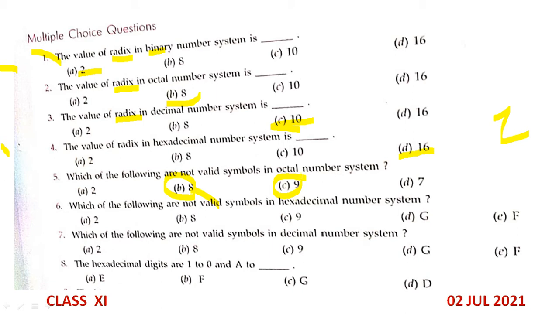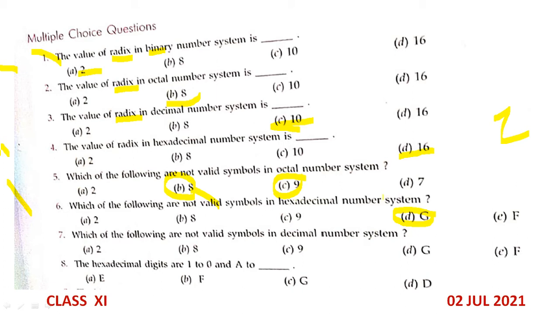Question 6. Which of the following are not valid symbols in hexadecimal? If you think of the symbols allowed in hexadecimal, that is 0 to 9 and A to F. For the value 10 it is A, 11 it is B, 12 it is C, 13 it is D, 14 it is E, and 15 it is F. So 0 to 15, it will be totally 16 symbols. Accordingly, 2 is allowed, 8 is also allowed, 9 is also allowed, G is beyond F, so F is also allowed. Therefore, the question is, which of the following are not valid symbols? So the answer is G. G is not allowed in the hexadecimal number system.